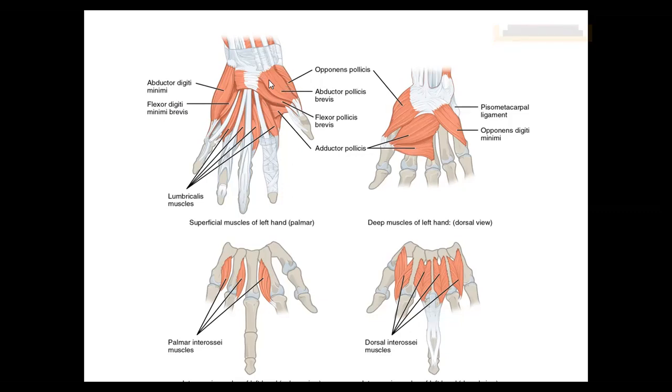Abductor pollicis brevis is A, then F is flexor pollicis brevis, then O is opponens pollicis. Deep inside we have adductor pollicis. To remember easily, A square FO. AFO is for the hypothenar group too: abductor digiti minimi, flexor digiti minimi, opponens digiti minimi. Now, one set of muscles is the thumb thenar group, and another set is the little finger hypothenar group.